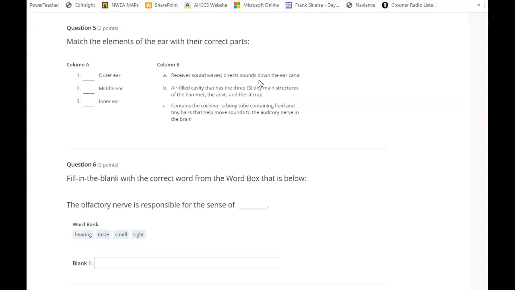Air-filled cavity that has the 3 tiny main structures of the hammer, the anvil, and the stirrup. Contains the cochlea, a bony tube containing fluid and tiny hairs that help move sounds to the auditory nerve in the brain.